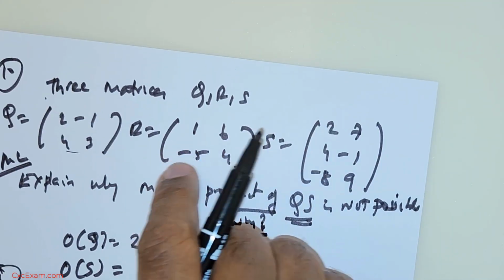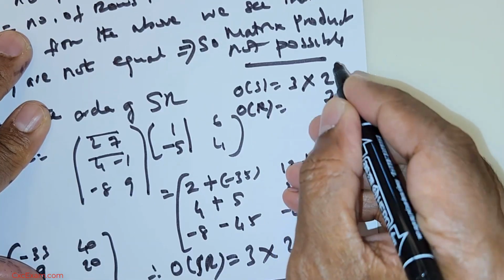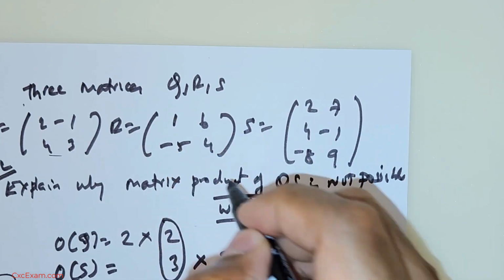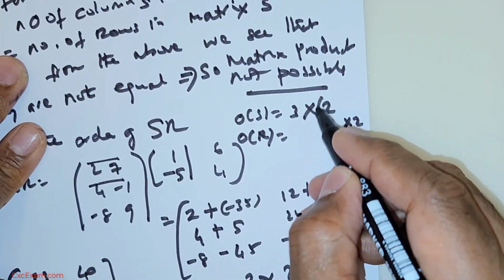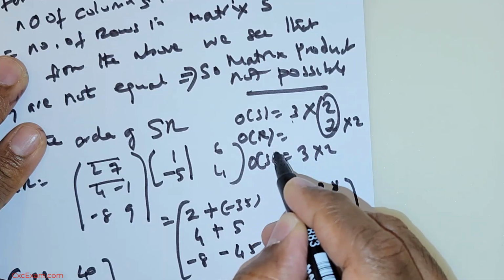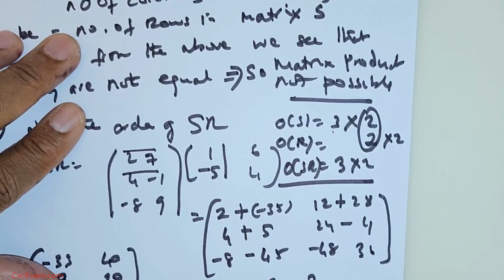Now you write the order of R. How many rows are there? 1 and 2. Write that exactly below the column of S. And how many columns are there? 1, 2. You circle this off. What is left? 3 by 2. So this is the order of SR. So this goes if the score is given as 1.